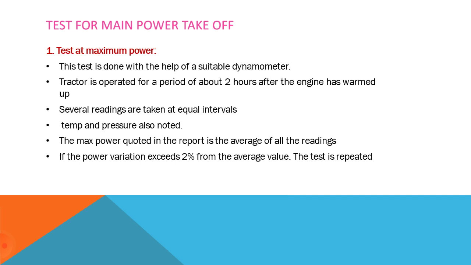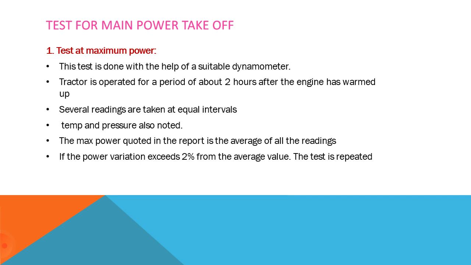In most tractors, the PTO is directly connected to the engine, and in those cases we go only for the engine test. We will not go for a PTO test because the PTO is taking power from the engine. If the engine and PTO are separate, then we go for the engine test and the PTO test separately. Both follow almost the same procedure.